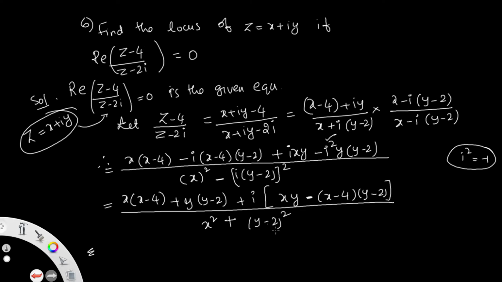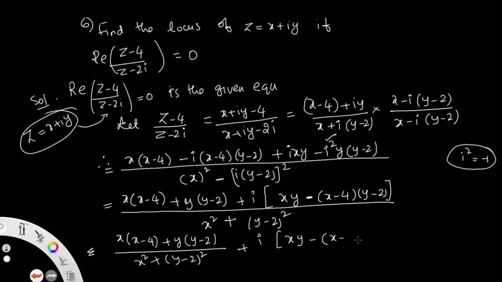Now let us separate the real part as real part and the imaginary part as imaginary part. X into (x minus 4) plus y into (y minus 2) divided by x square plus (y minus 2) whole square is the real part, plus i into, just separating the terms, (x minus 4) into (y minus 2) divided by x square plus (y minus 2) whole square, just separated as real part and imaginary part. So let us take the value. Therefore, on the next page I am writing just what I have done here.